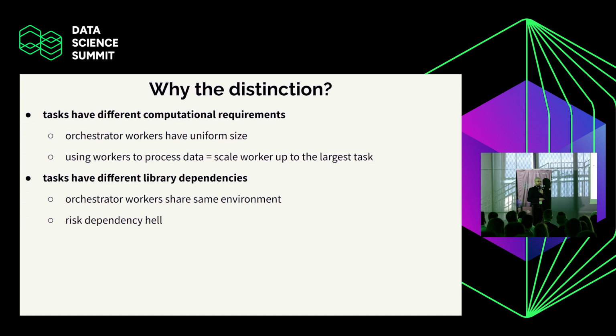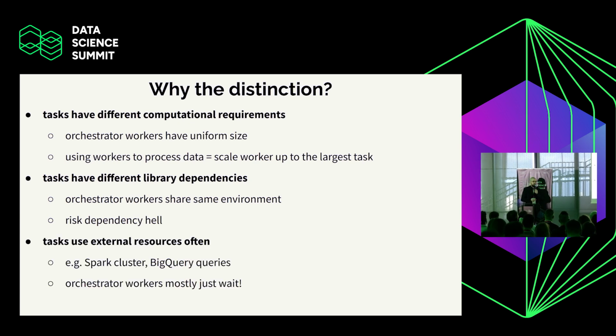Also, tasks have different library dependencies. If you install a lot of additional libraries on your orchestration workers, you can very easily have dependency hell, because especially in data science, we have a lot of dependencies, right, down to the compiled C, a lot of Python libraries. So you should separate your dependencies in different tasks. Do not put too many things on your orchestrator.